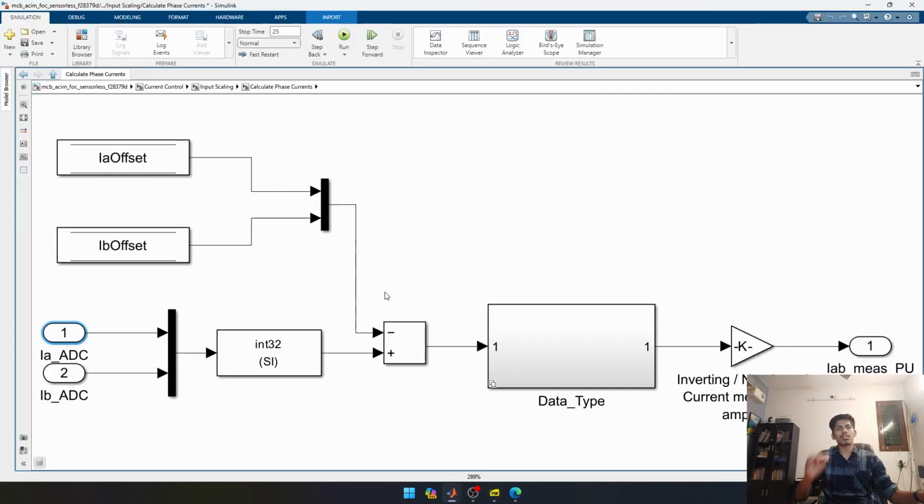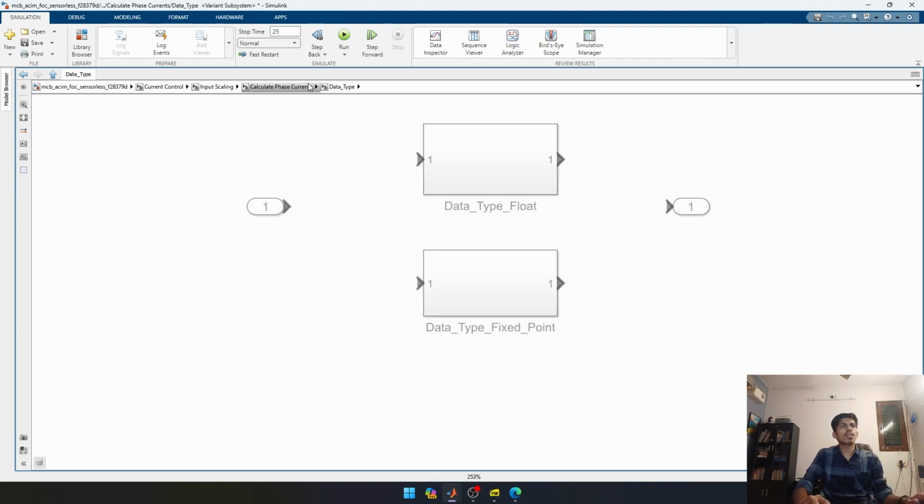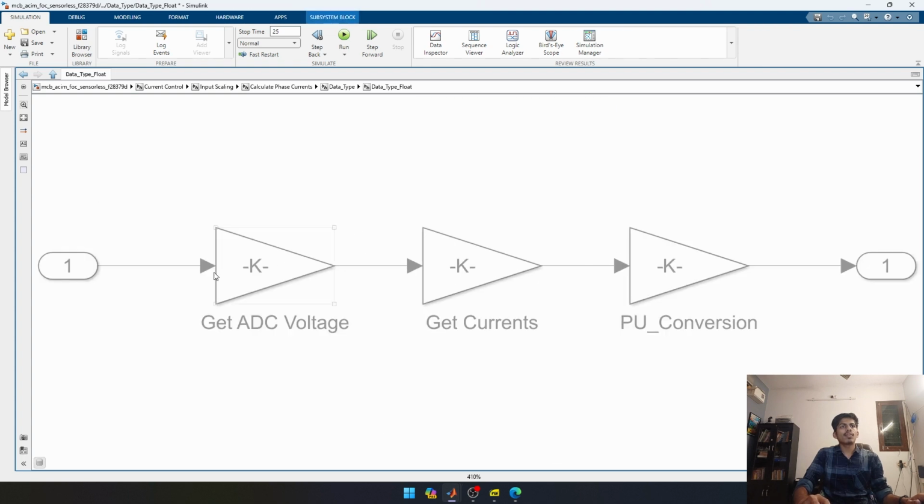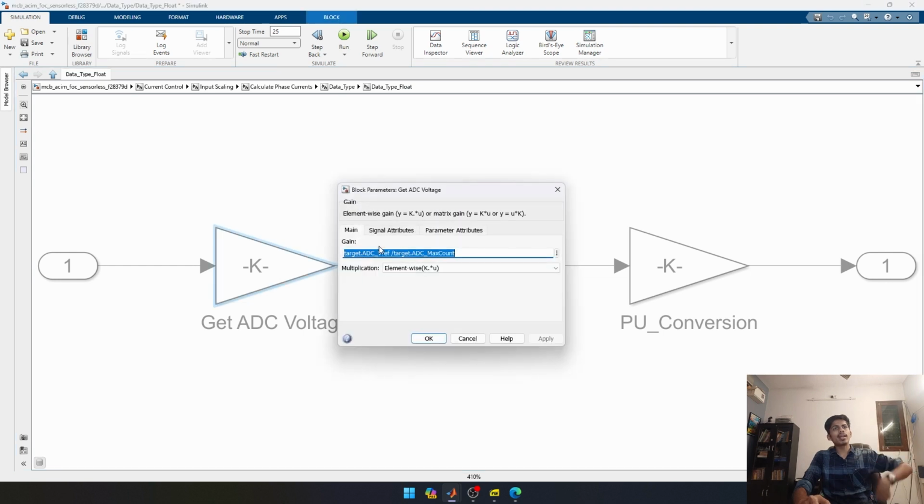IA and IB offset. We are subtracting essentially the offsetted value, our bias voltage. Then after subtracting, this is a data type conversion in which our subtracted value gets multiplied with the target. Target is nothing but our C2000 or the deployed hardware. So our processor is our target.